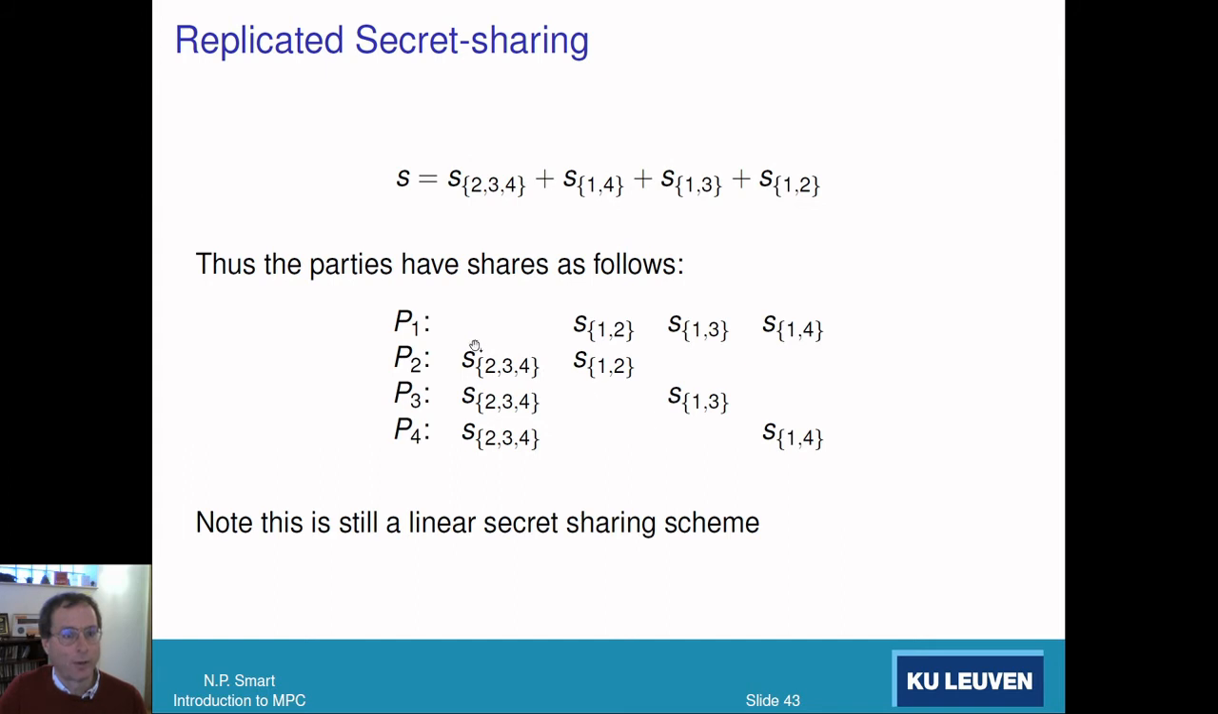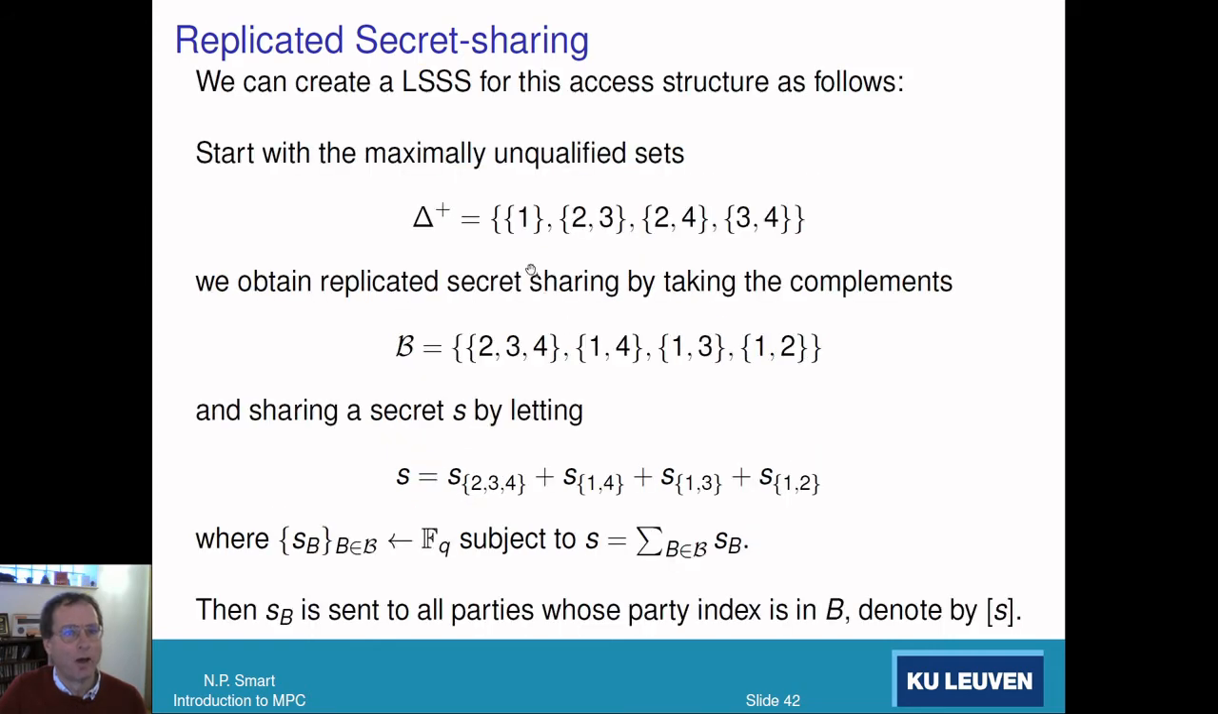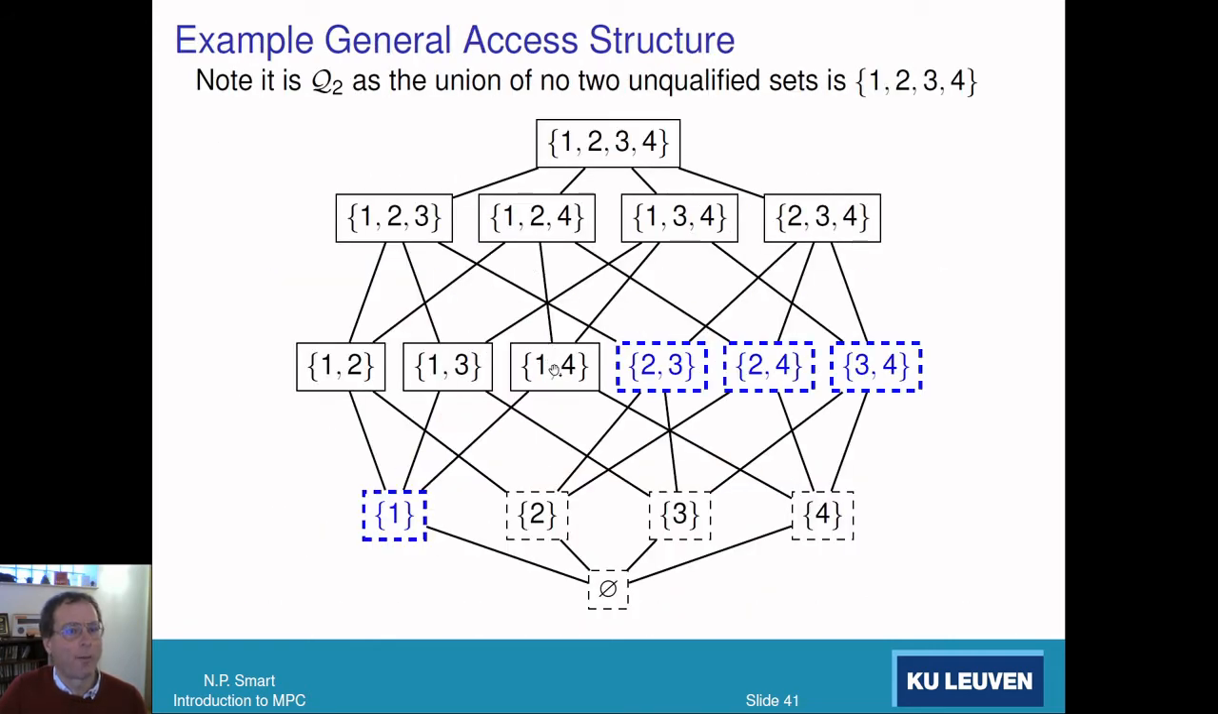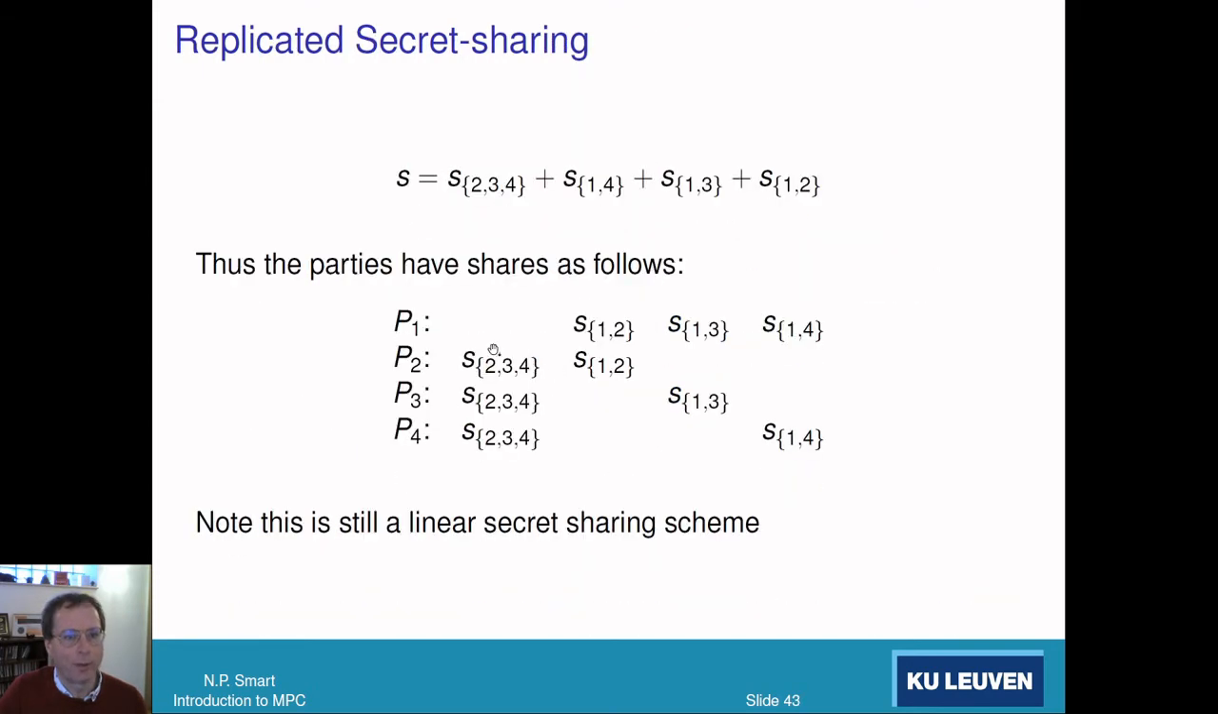So here we go. Party 1 has S12, S13, S14. Party 2 has S2. And it's kind of clear that if we look at the minimally qualified sets, they can recover. So what was a minimally qualified set? Let's go back. A minimally qualified set was something like party 1 and party 4, say. So let's look at party 1 and party 4. What's party 1 missing? Party 1 is missing the share S234. So if party 1 and party 4 get together, both of them will have all four shares needed to recover S. It's just as simple as that.